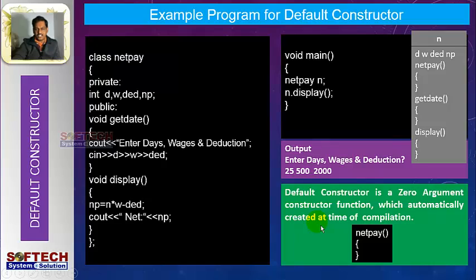If we define a constructor, the compiler will not create the constructor function at the time of compilation. If we do not define a constructor function within a class, and we create an object, the compiler automatically creates a 0 argument function. That function is the default constructor function.